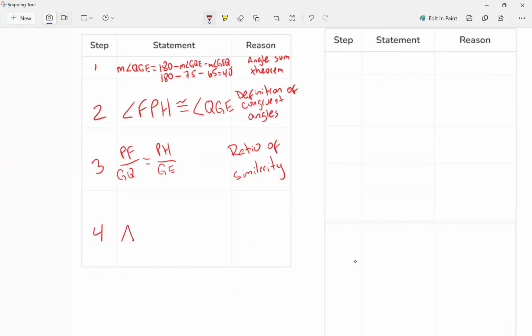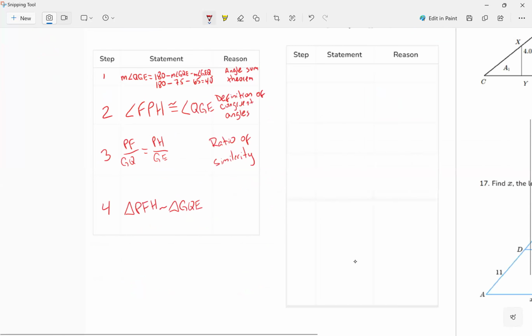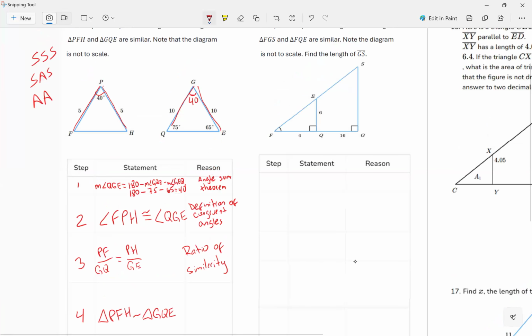I'm going to say triangle PFH. Oops, I forgot my F. So PFH is similar, no, not congruent, is similar to triangle GQE. That's what they wanted me to prove, right?